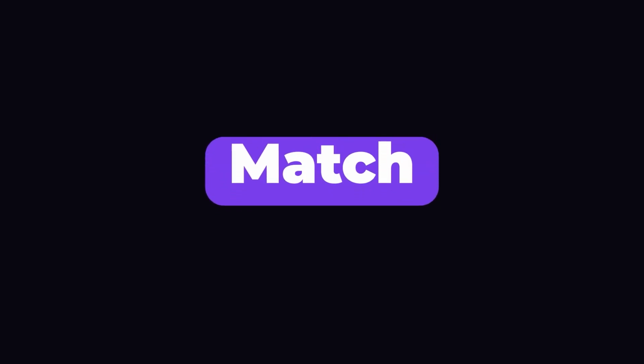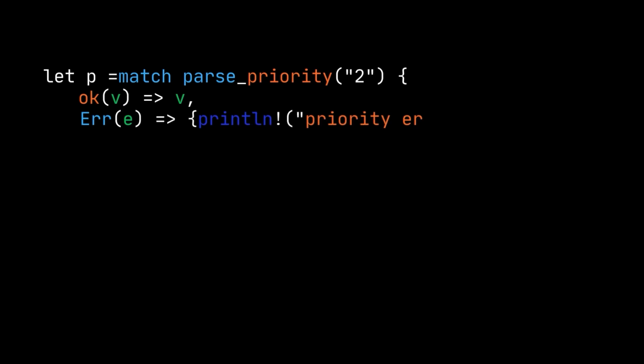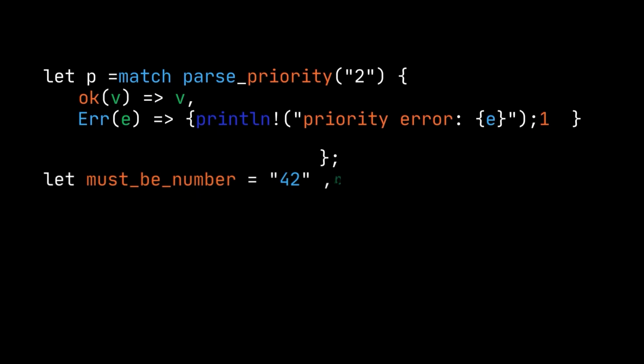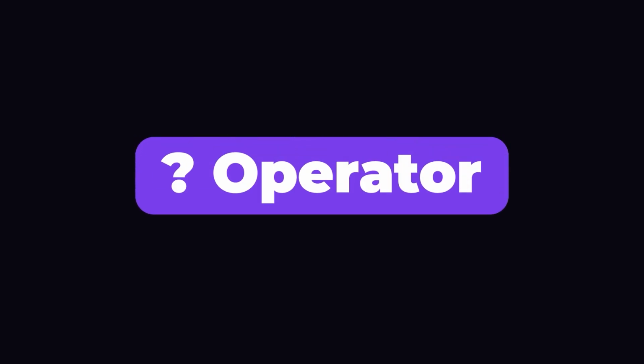Moving on, next is match. Did you know that there is unwrap and expect, which are shortcuts? For example here, we have p equal to match parse_priority of 2. We can either get the value back, which is an Ok, or an error where the priority doesn't show up. Same thing here with "must be a number": we can do 42, parse it, and expect it to be a number that's required.